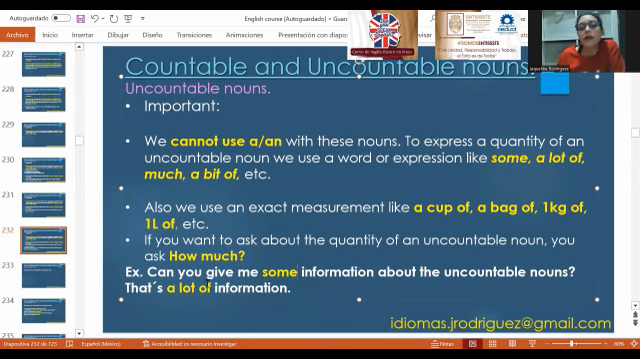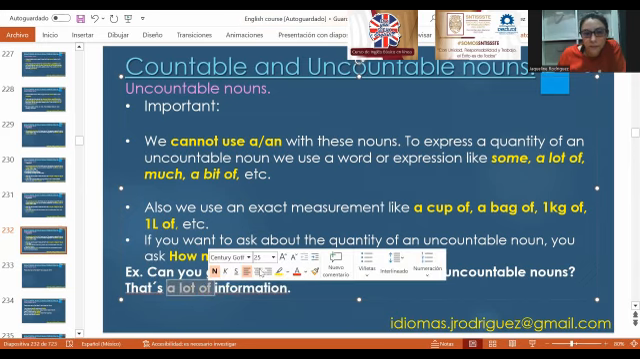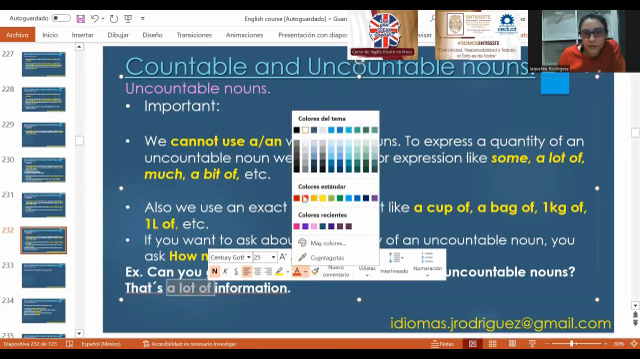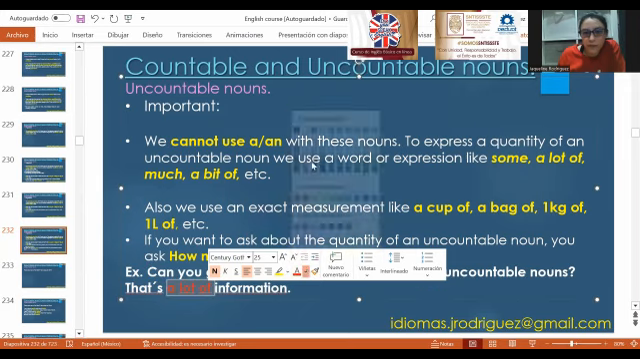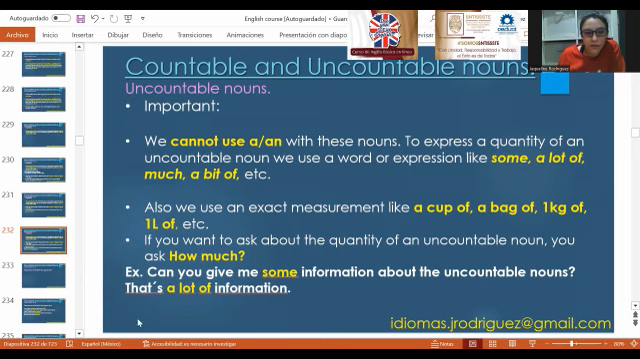And I can say that's a lot of information. That's a lot of information. I cannot use three informations, for example. No. Information doesn't have a plural form. Okay, igual, información no tiene forma plural, solo es una. So, this is an uncountable noun. Okay, it's an idea.